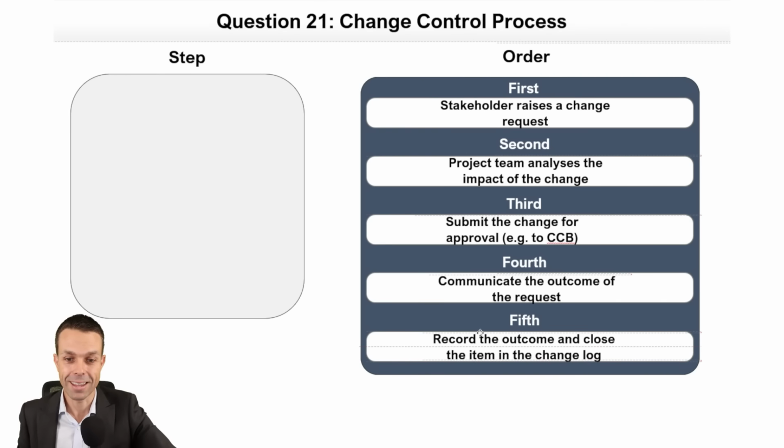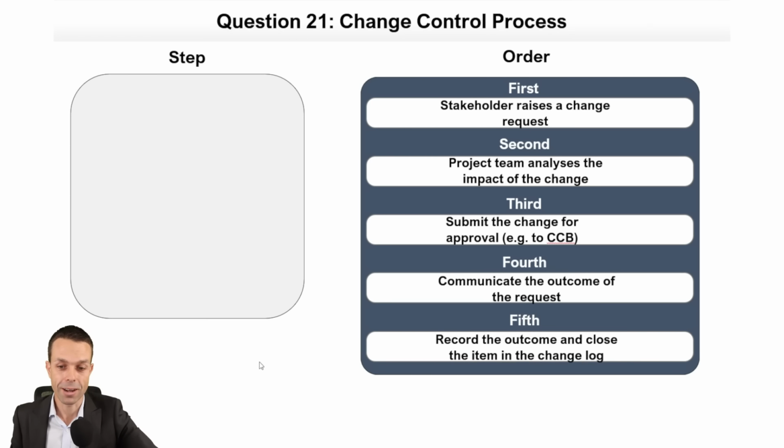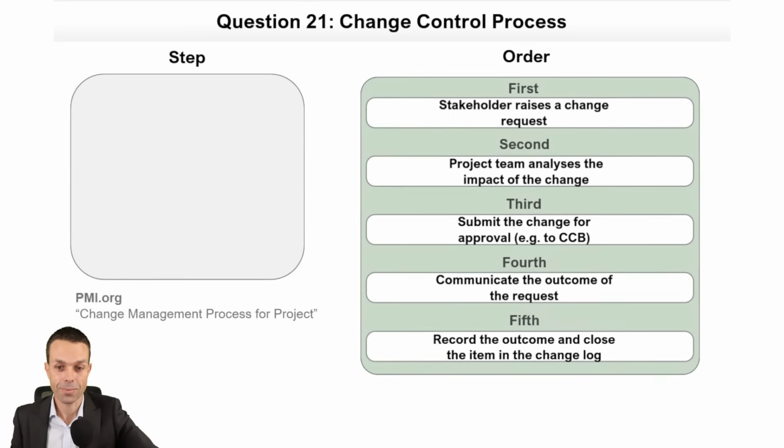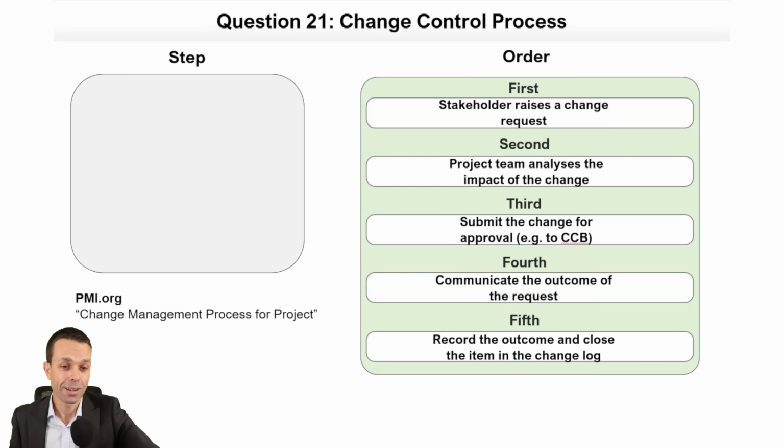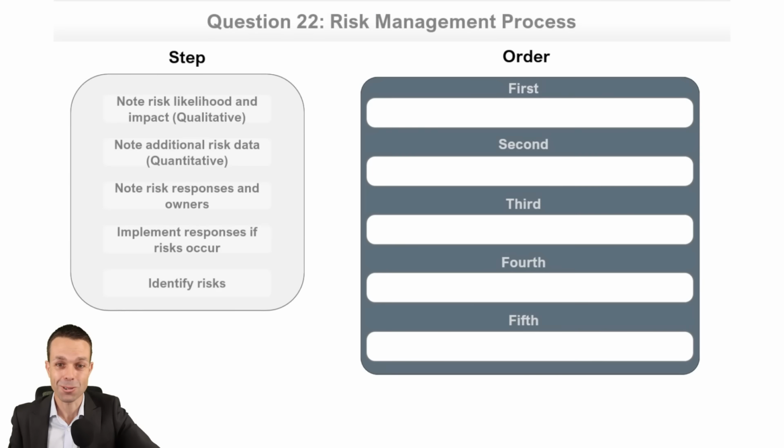And then at the end, record the outcome and close that item in the change log, so it's all closed off. Let's quickly check. There we go. Under PMI, we can go to change management process for a project directly from PMI. So that's a wonderful way. And a bit of a tricky one to kick off, that's our change control process.